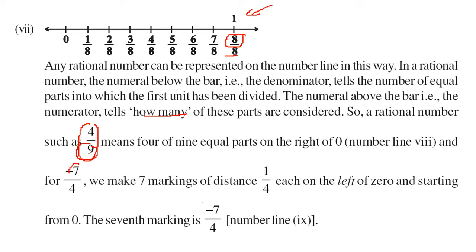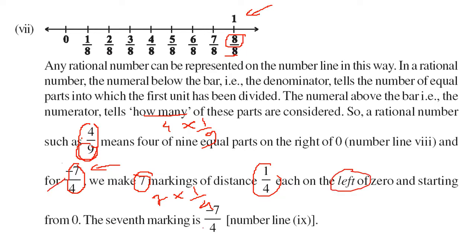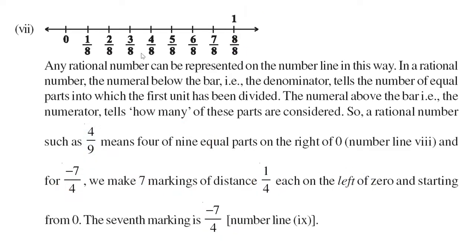and say minus 7 by 4, because it is minus, it will tell you that you ought to have 7 markings of distance 1 by 4. This is 4 markings of 1 by 9. This is 7 markings of 1 by 4 size. This is a distance of 1 by 4. So you need to have 7 markings, but it has to be on the left side because it is negative. The 7th marking will be minus 7 by 4.